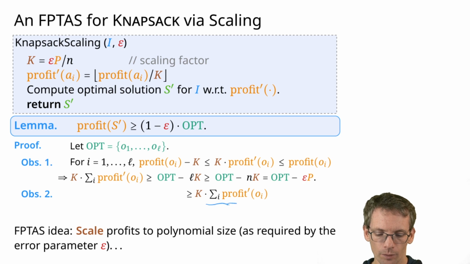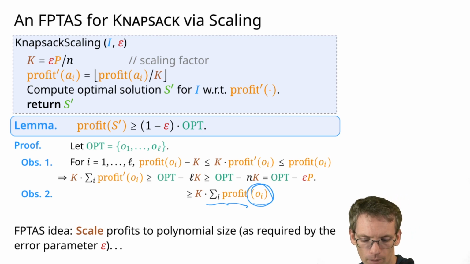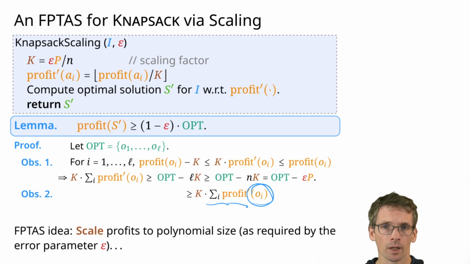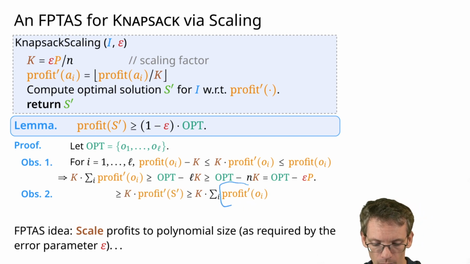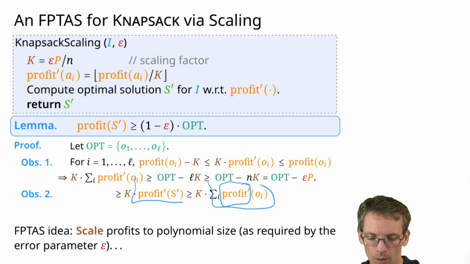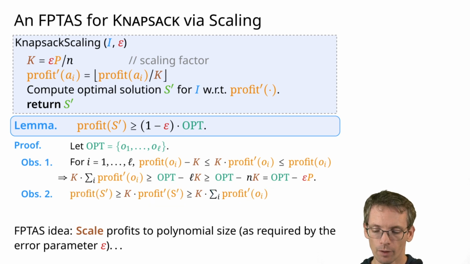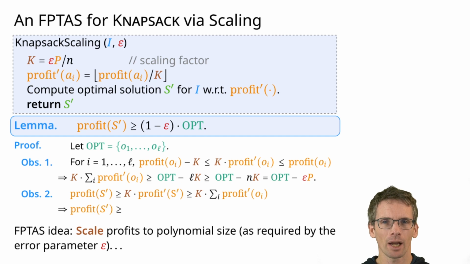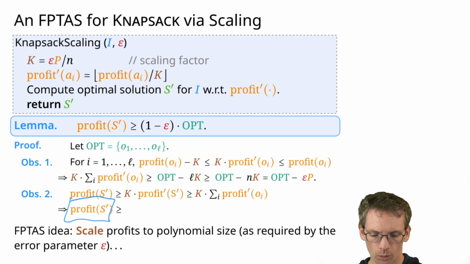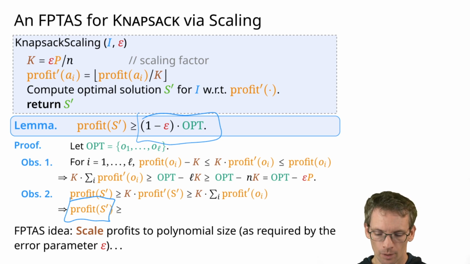Here I have the sum of the modified profit of the objects in the optimal solution. I can obviously get a better profit if instead of these objects, I take the optimal solution for the modified problem, because we're looking at the modified profit. So this sum can be bounded by the modified profit of the optimal solution for the modified profit. And I keep this factor k. Here I have k times modified profit of something, and this times k, I can simply bound from above by the profit of whatever is here. So I now have the number that I'm interested in, the profit that my algorithm gives. And I want to show that this is at least 1 minus epsilon times opt. I have that it is at least this number here, which in particular I have again.